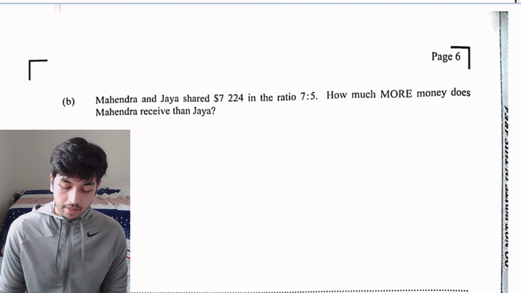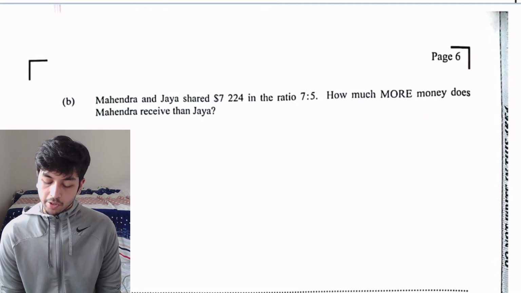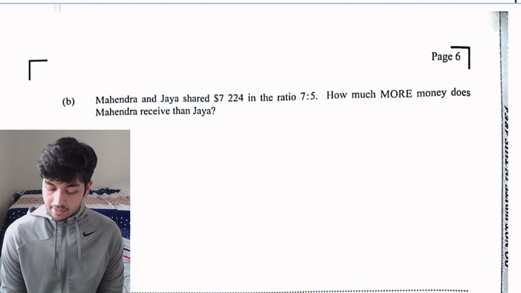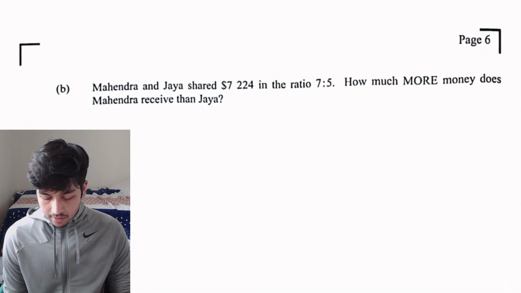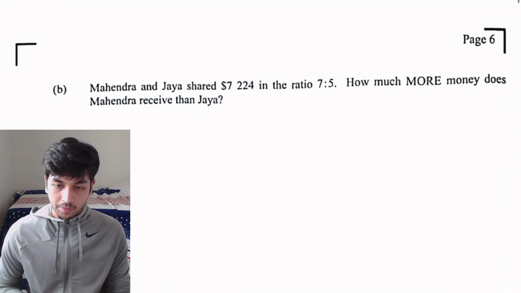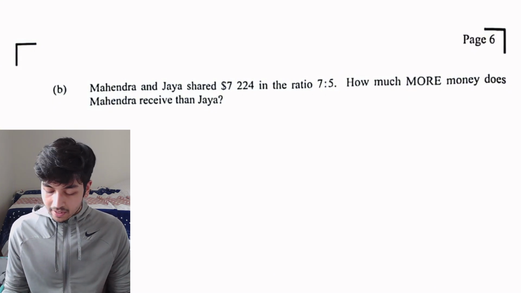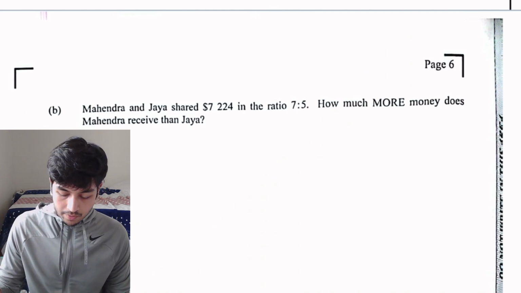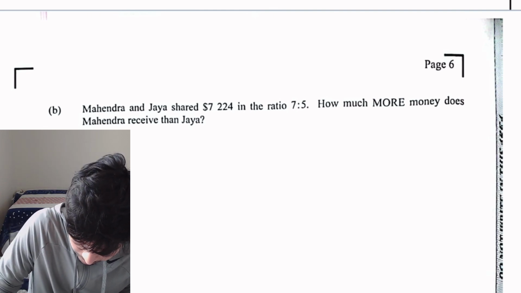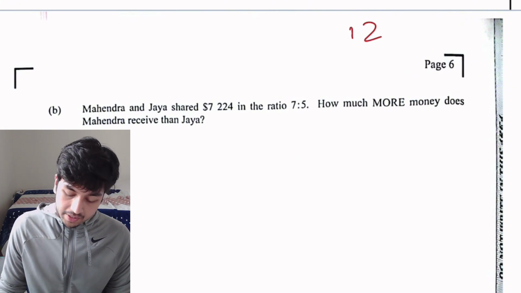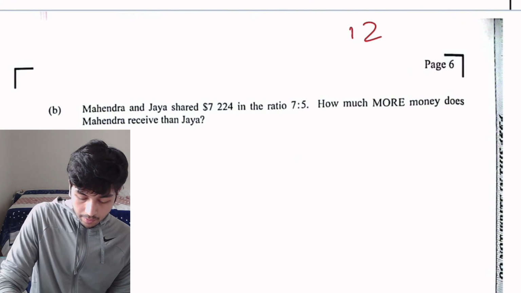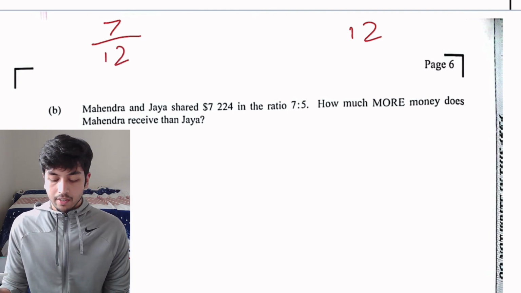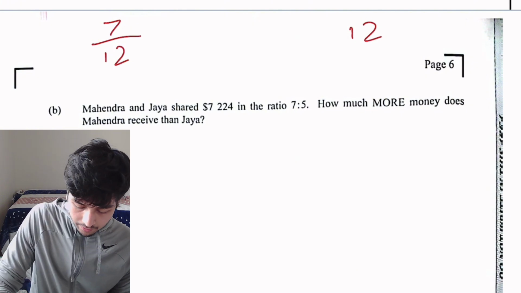Now in part B, it says Mahendra and Jaya shared $7,224 in the ratio 7 to 5. How much more money does Mahendra receive than Jaya? When you see a question with a ratio and 2 numbers, the first thing I typically do is add those 2 numbers up, and that's your denominator. So we have 7 to 5, and when you add them up, you get 12. The person who's getting the 7 part of the ratio would be 7 out of that total. So Mahendra is getting 7 out of 12, and Jaya is getting 5 out of 12.